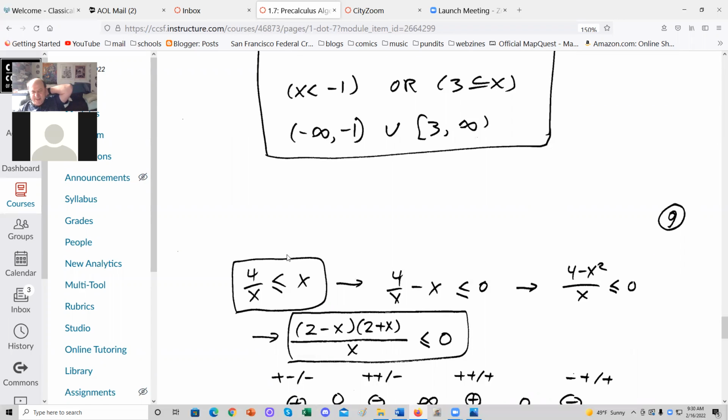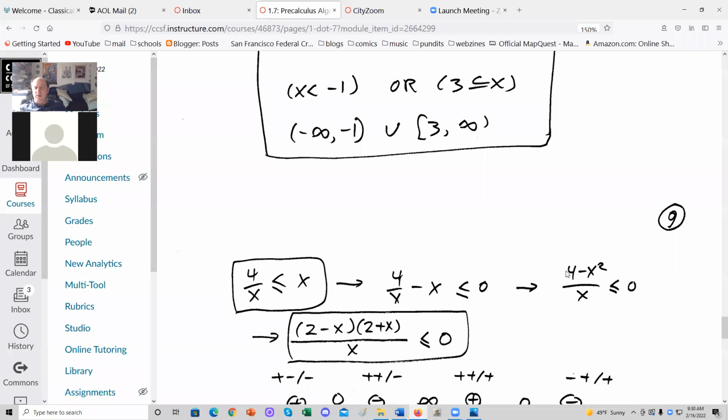Now here we have something that's not written in the form of less than or equal to 0 or greater than or equal to 0. It's 4 over x less than or equal to x, and we don't have a 0 in this expression, but we need one to draw the sign graph properly. So first, let's subtract x from both sides. 4 over x minus x is less than or equal to 0. Rewrite that as (4 − x²)/x less than or equal to 0.